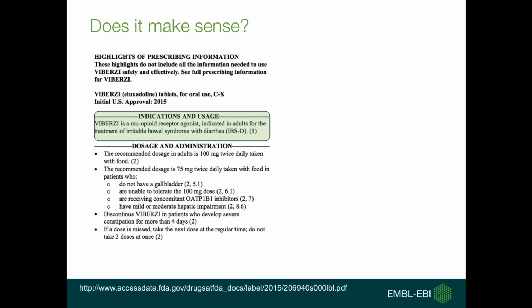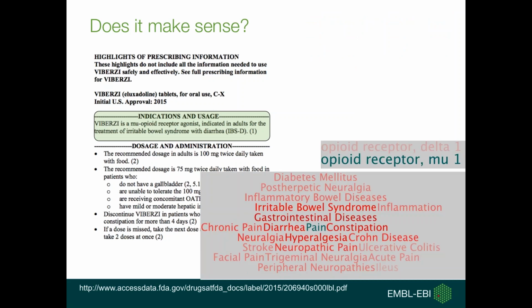This is the FDA prescribing information for Viberzi, or eluxadoline. It provides information about its indications and use. You will see very quickly that it is indeed a mu-opioid receptor agonist, and it's used for the treatment of irritable bowel syndrome and diarrhea. And this is exactly what we got from mining patents using SureChEMBL and Open PHACTS. SureChEMBL and Open PHACTS don't know anything about the prescribing information, and yet the findings are confirmed by the FDA prescribing information.